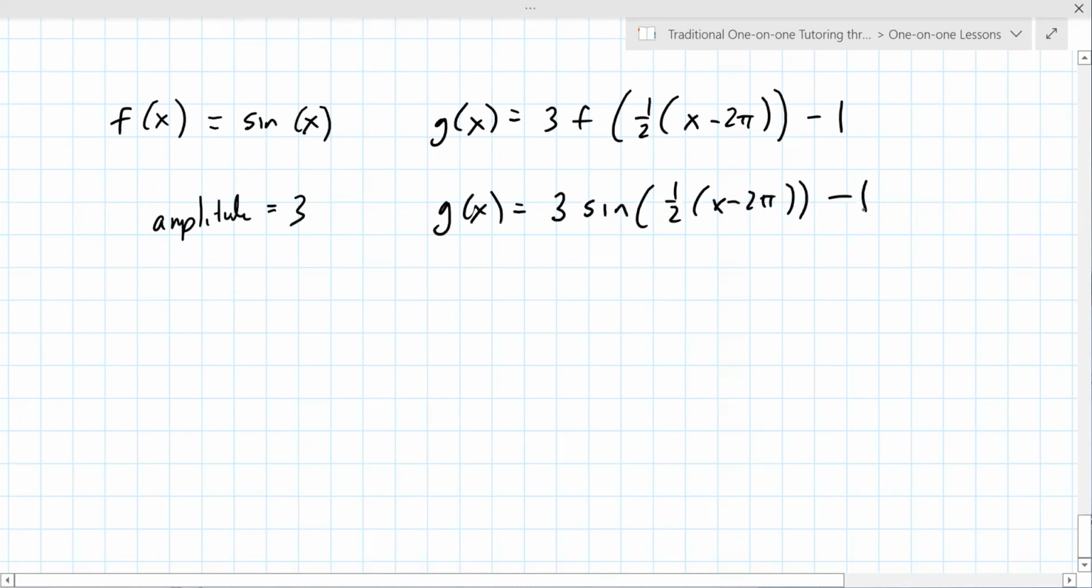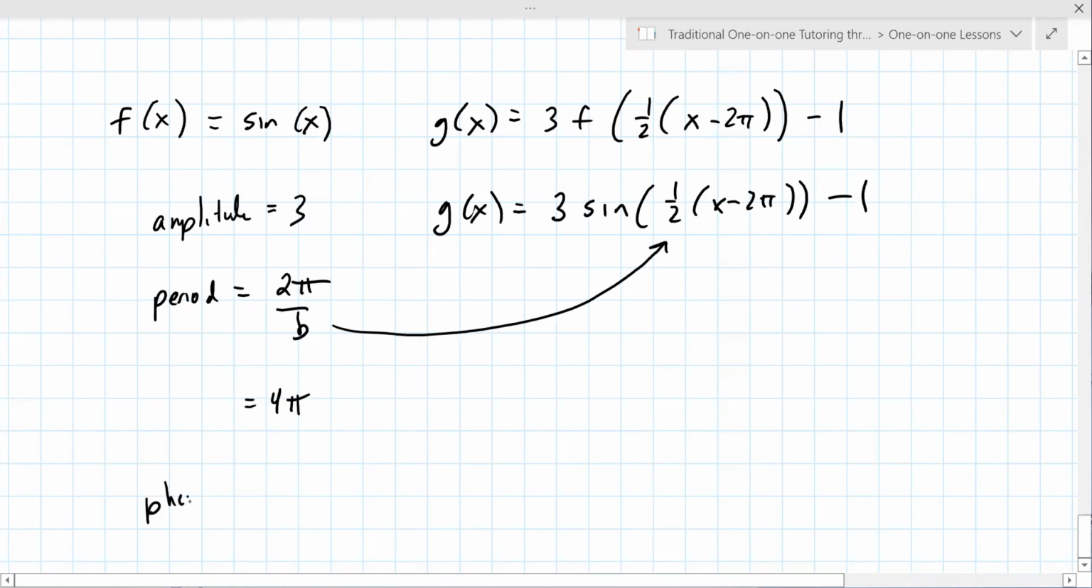Okay. Yeah, and the amplitude is absolutely 3. Period. Period is 2 pi over b. You have to remember that b is the number in front of x. So it'd be 4 pi. Yes.